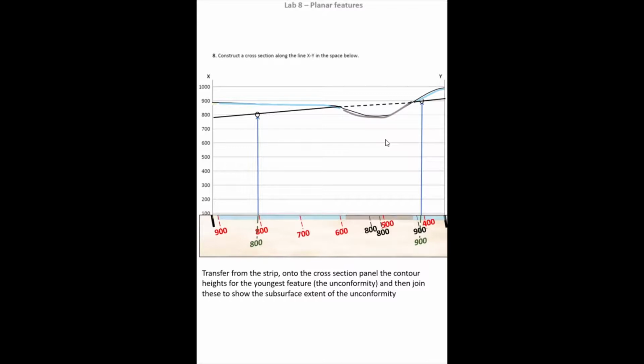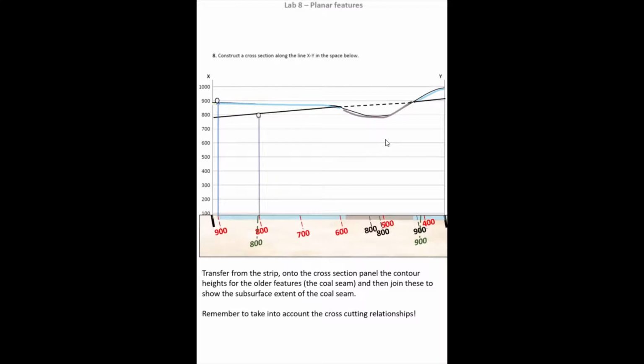Then what I do is plot the structural contours for the older feature, which in our case is the coal seam, and I plot their structural contours at the correct heights on my cross-section panel. And then I join them up and then stop at the unconformity, because the coal seam is older than that unconformity, so when it gets to it, it's going to stop. It has been eroded in order to deposit the rocks on top of the unconformity.